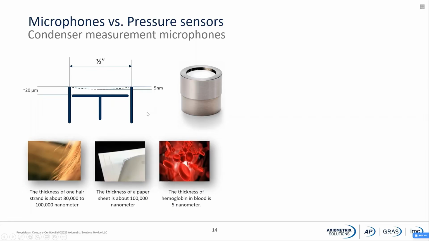And if you take a look at what other measures of this are, you can see a hair on your head is roughly 100,000 nanometers, and this is just 5 nanometers. The thickness of a hemoglobin in blood is 5 nanometers. So it is actually very, very sensitive instrumentation, a microphone, and therefore you can measure down to very low levels, even down to 0 dB or below 0 dB.